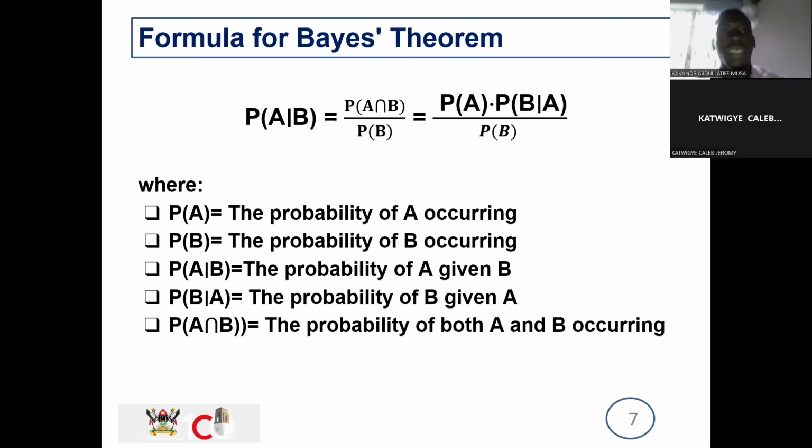So when we look at our formula for Bayes' theorem, as we said, it's the probability of an event occurring given that the other event occurred, which is equal to the probability that both events occur divided by the probability of the event that is given to occur. So that is it for the formula.